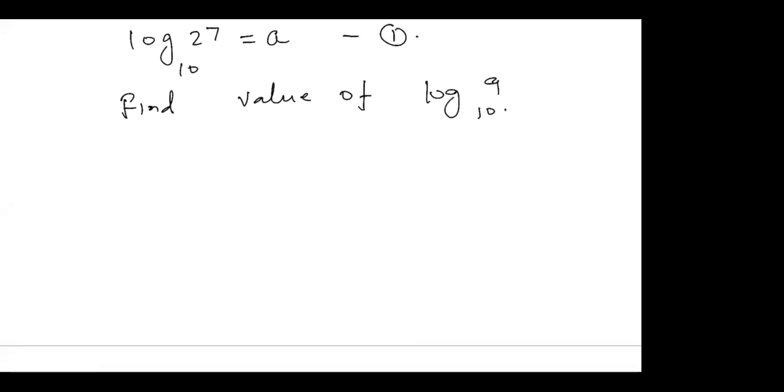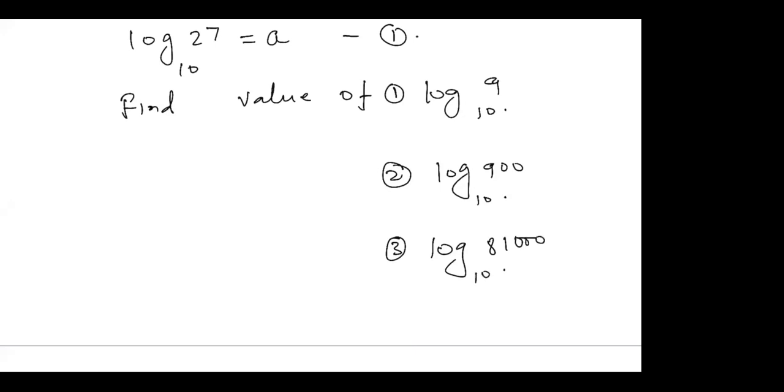Okay. Now, the second one, you just have to use the formula, right? Let's suppose log 27 with base 10 is equal to A. It is given, right? Find the value of, first, log 9 with base 10. Second, log 900 with base 10. Third, log 81,000 with base 10. These three questions, you have to write down in terms of A.